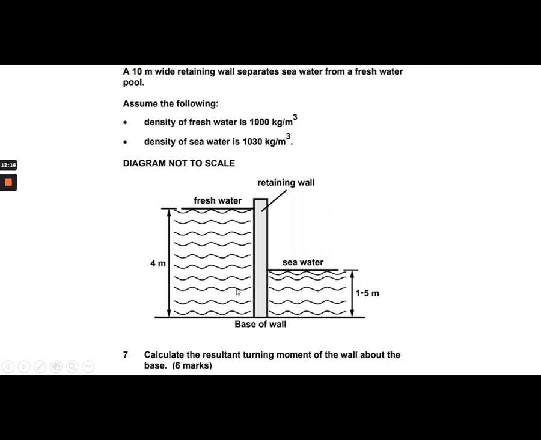So whatever you've worked out as the force on the left hand side, times it by 1/3 of the way up, so 4/3. And then whatever your force was on the right hand side, times it by 1/3 of the way up, 0.5. This side will give you a clockwise moment, that side will give you an anti-clockwise moment. They ask for resultant. So subtract the anti-clockwise away from the clockwise. And yeah, it does seem a fair bit for 6 marks, I suppose. But as long as you can get the hydrostatic thrust, then you're covering your bases for most of the questions.